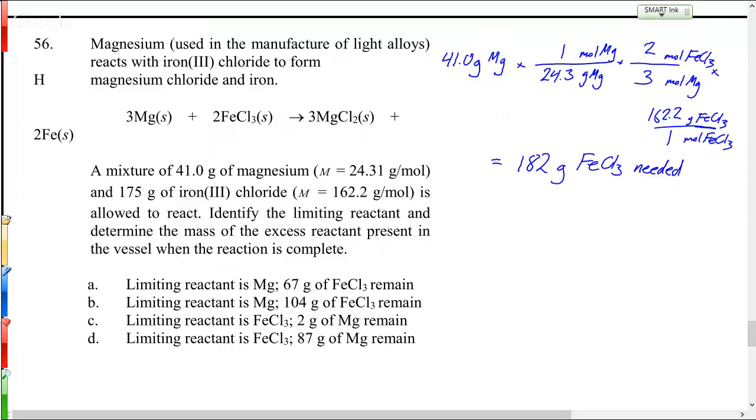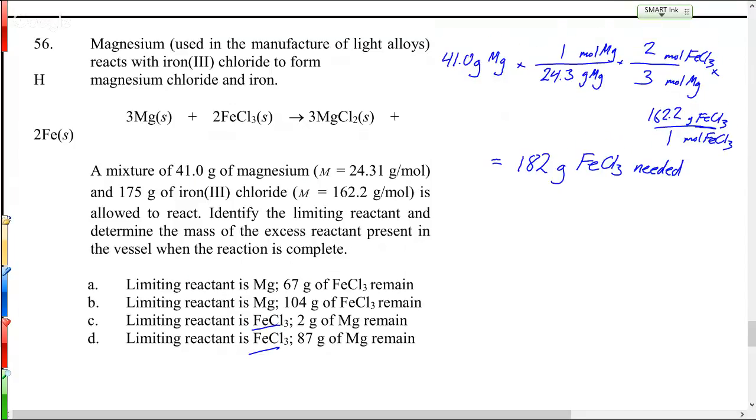How much iron 3 chloride do we have in the problem? It's not that much, right? So what does that tell you about the limiting reactant? Yeah, the iron 3 chloride. If you don't have as much as you need, then that one must be limiting. So this is saying if we used up all 41 grams of magnesium, we would need 182 grams of iron 3 chloride. That would be our stoichiometric ratio. Since we have less than what we need, the iron chloride must be what we actually are going by, and so that one is limiting. That means the answer is going to be either C or D.